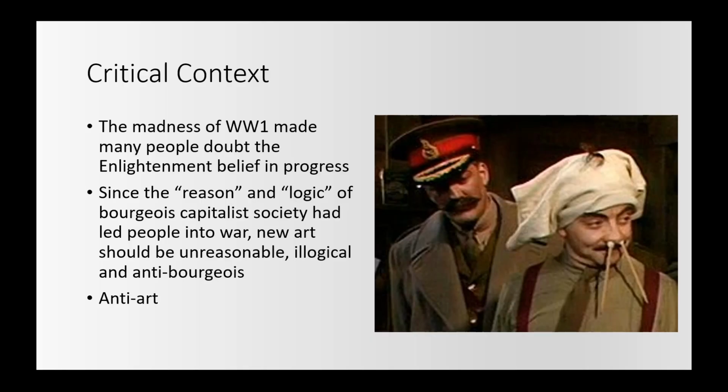So here's a summary of what I've just said. Here's an image. You might recognize it from Blackadder. It's a famous TV series with Rowan Atkinson and Stephen Fry there. And here he is pretending to go mad so that he doesn't have to go over the trenches and walk towards machine gun fire. So here's a summary. They doubted the Western Enlightenment belief in progress and thought that reason and logic are bourgeois capitalist kind of ideas, and that art should be unreasonable, illogical, and anti-bourgeois, anti-art, against all the cultural values that came before them.